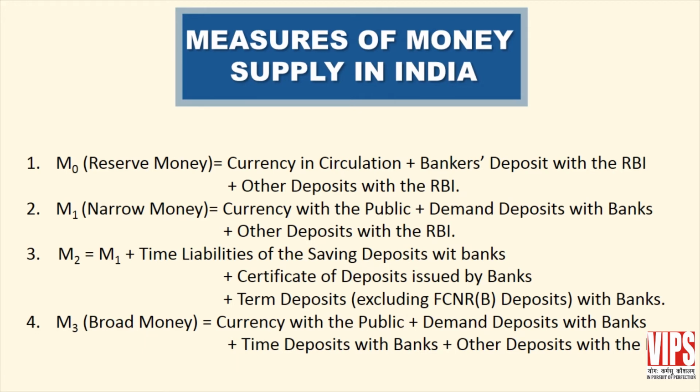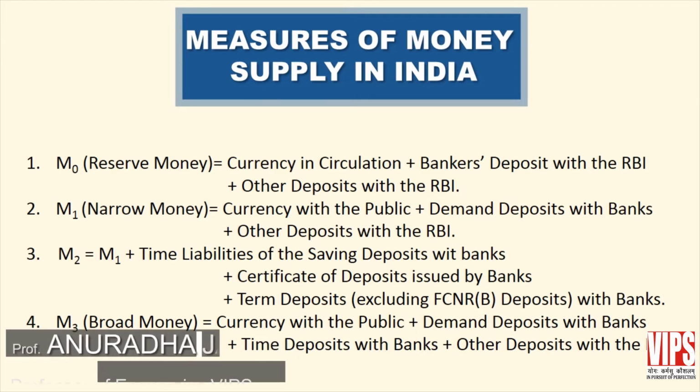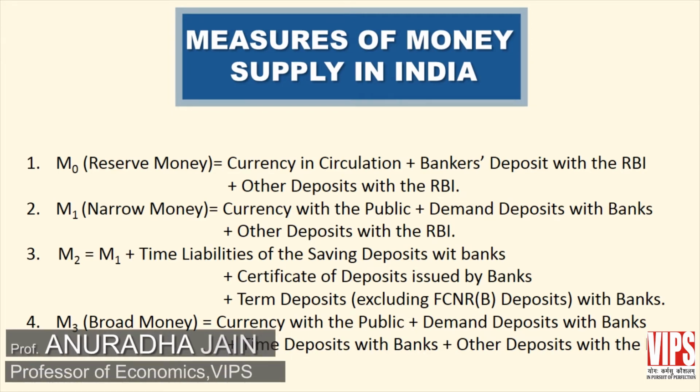Then M3, that is broad money, which consists of currency with the public plus demand deposits with banks plus time deposits with banks and other deposits with RBI. So we can say M3 is M1 plus time deposits with banks and other deposits, and it also included post office savings. Of the four measures of money supply, M0, M1 and M3 are the most important from the policy point of view.